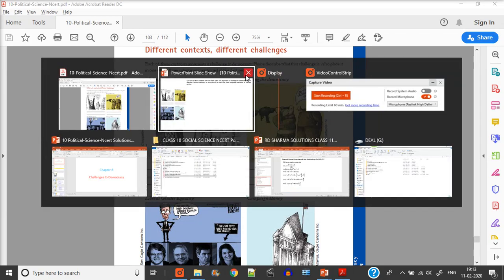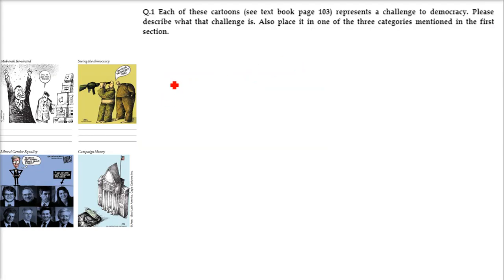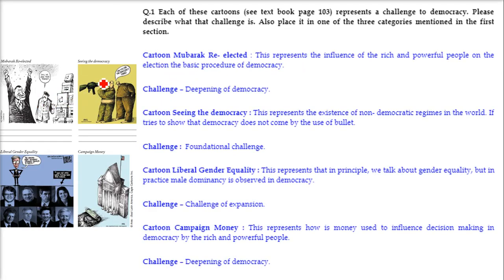So this is what we are going to answer, that each cartoon says what. This is the first cartoon where Hosni Mubarak was re-elected. So this represents the influence of rich and powerful people on the election. So in a democracy this may happen. The challenge is the deepening of democracy.